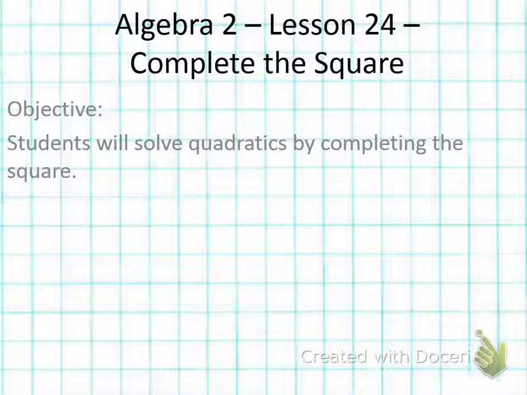Okay, remember the quadratic formula? X is equal to negative b plus or minus the square root of b squared minus 4ac all over 2a.